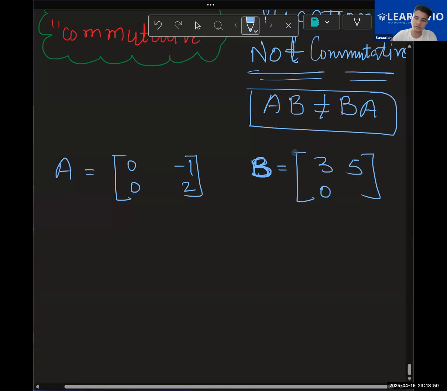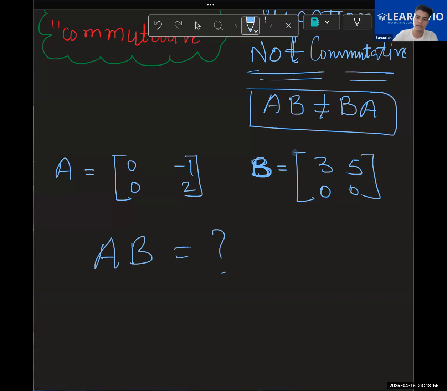3 5 and 0 0. Find AB. What will AB be? Calculate and tell me.